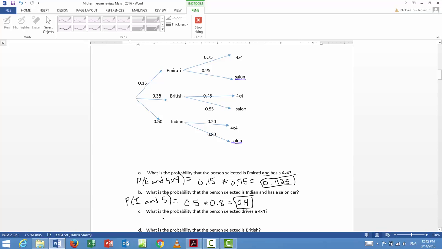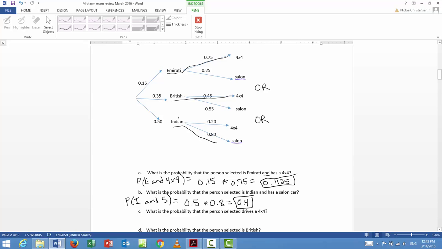Okay, the next question, what's the probability that the person selected drives a 4x4? Well, if we look at this, there are 3 different nationalities driving a 4x4. There are Emiratis driving 4x4. Okay, so we could have Emirati and 4x4. We could have British and 4x4. Or we could have Indian and 4x4. So there I said the magic word. We could have Emirati 4x4 or British and 4x4 or Indian and 4x4. And you should remember that or means plus.